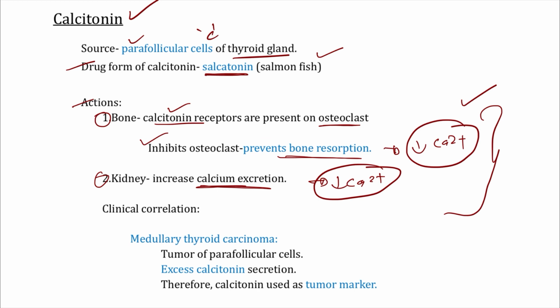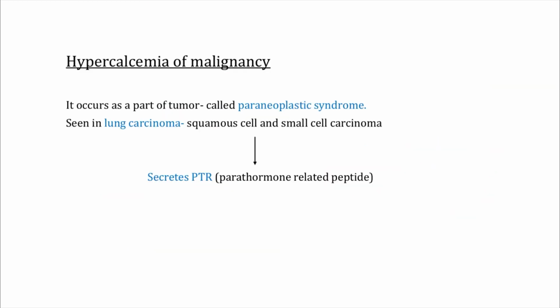Now, sir, we will see something very important, the clinical correlation. In a pathological condition like a tumor of the parafollicular cells, generally seen in medullary thyroid carcinoma, there is excess calcitonin secretion, right? That's why calcitonin is also used as a tumor marker for medullary thyroid carcinoma. Very, very important.